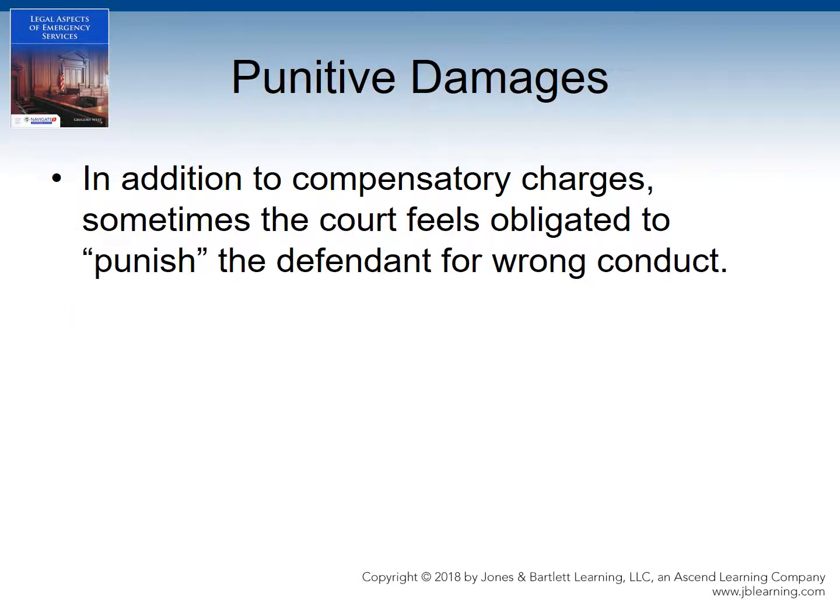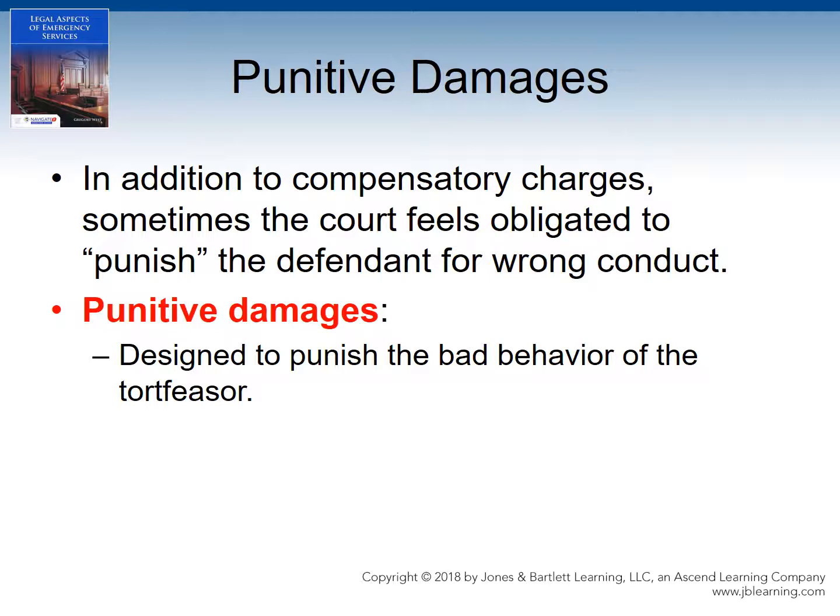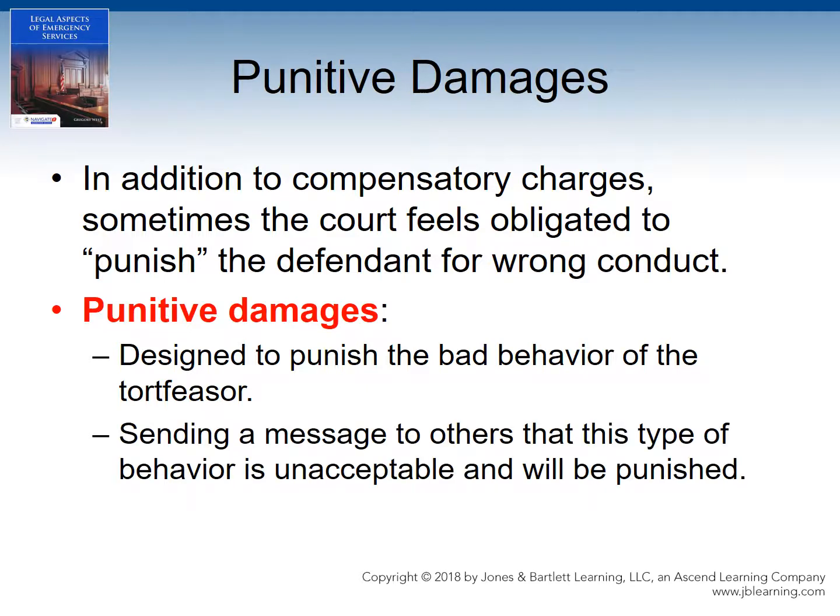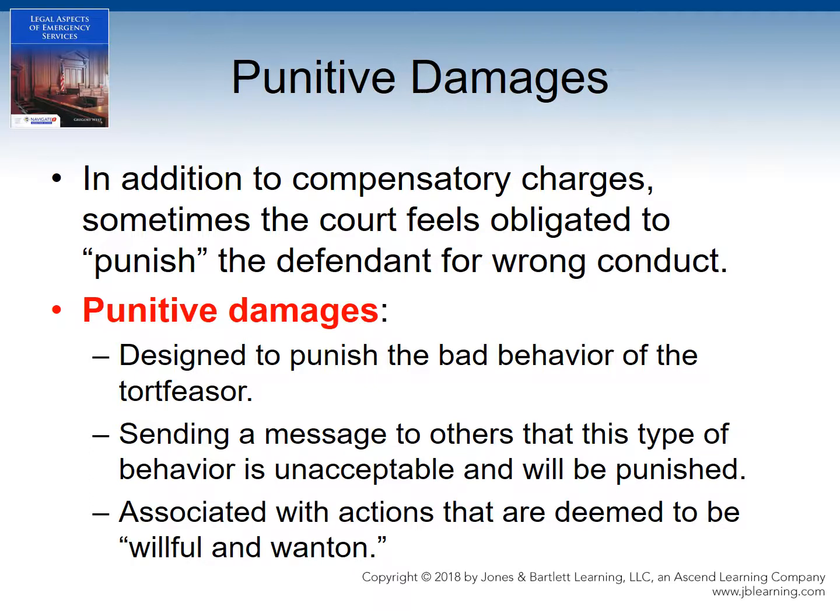In some cases where the tortfeasor acts with bad intent, recklessness, or a complete disregard for others, the court may choose to punish the defendant for that bad conduct. In such a case, punitive damages may be awarded. While these punitive damages are designed to punish the bad behavior of the tortfeasor, they also serve a secondary function by sending a strong message to others that the defendant's behavior was unacceptable and any similar occurrences of the same behavior by another will be punished as well. The words often used to describe such bad behavior is willful and wanton.